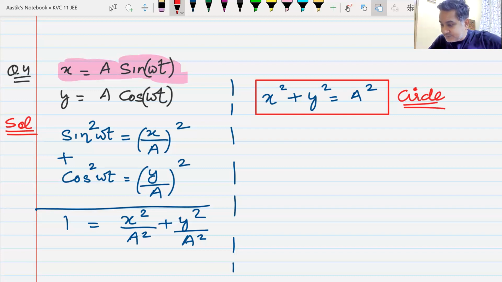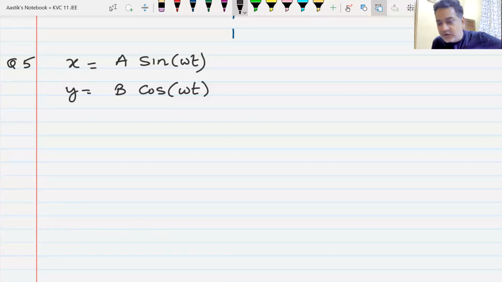The last one. Remember, there could be a large number of questions that could be made. I am just trying to do whatever is required, and in that domain, you must be able to get a question from there. This is the next one. Can you tell me the equation of trajectory of this particle? X is A sin omega t, Y is B cos omega t.